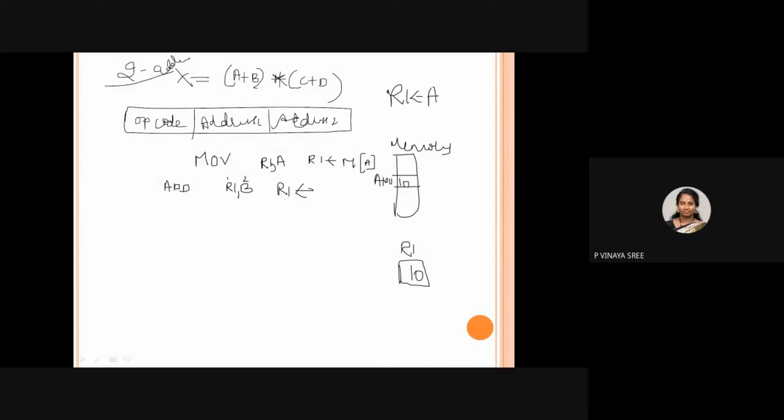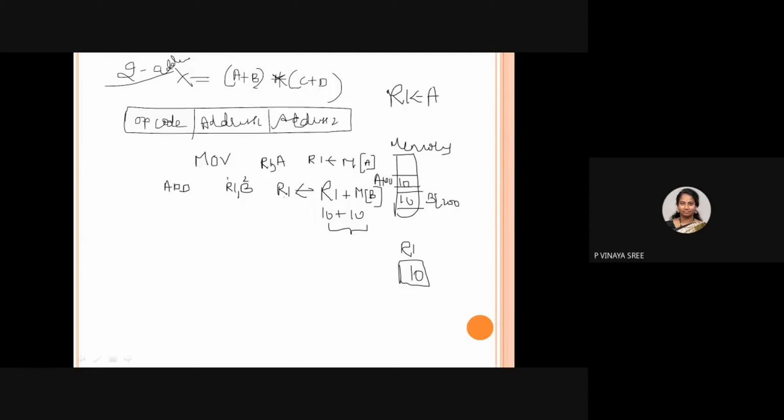Next, to R1 we add the memory location B, that is, M of B. So both will be added. In R1 we have 10. Let us consider that at address 200, location B, we again have a 10. Both will be added and the result will be stored back in R1.